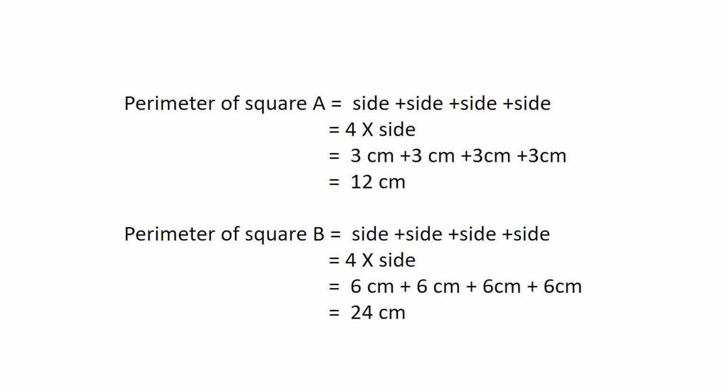Perimeter of square A equals side plus side plus side plus side, which in turn equals 4 into side, which equals 4 into 3 cm, which equals 12 cm. Perimeter of square B equals side plus side plus side plus side, which in turn equals 4 into side, which equals 4 into 6 cm, which equals 24 cm.